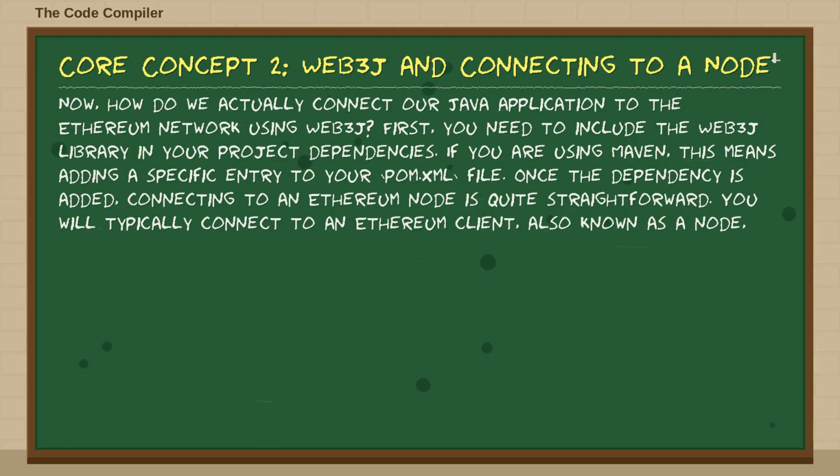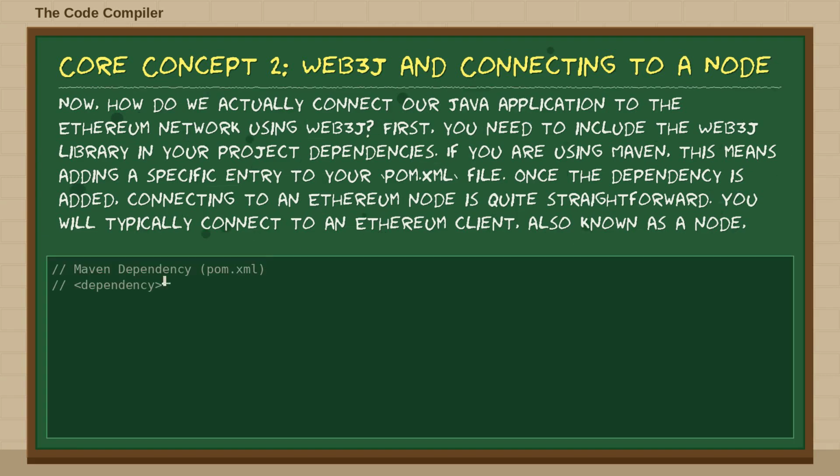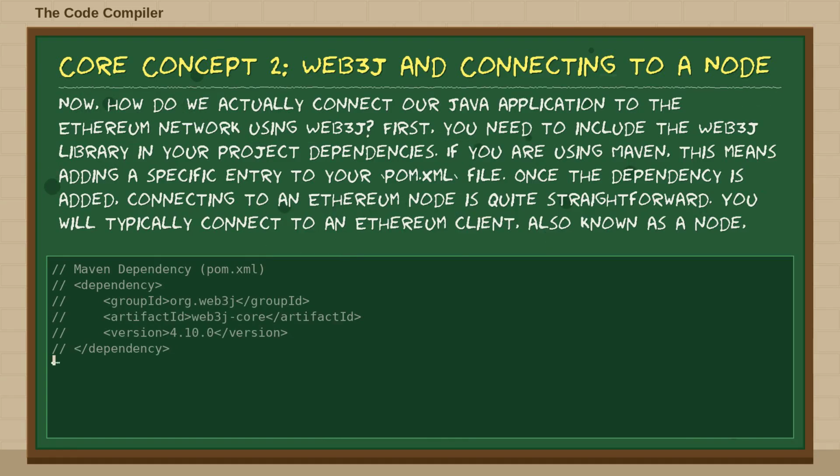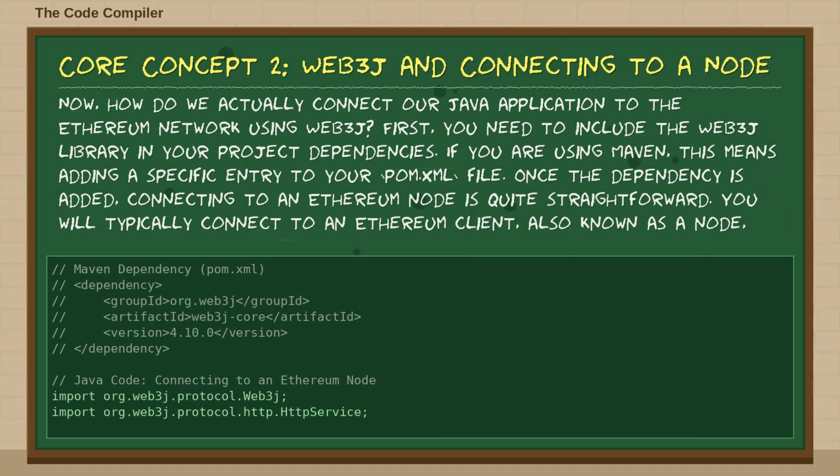The core idea is to create an instance of Web3j that points to the uniform resource locator of your chosen Ethereum node. This instance then becomes your primary object for all subsequent interactions with the blockchain. It is like opening a communication channel to the decentralized world.